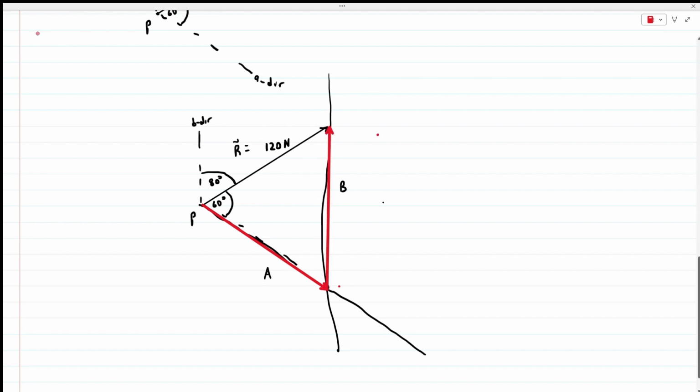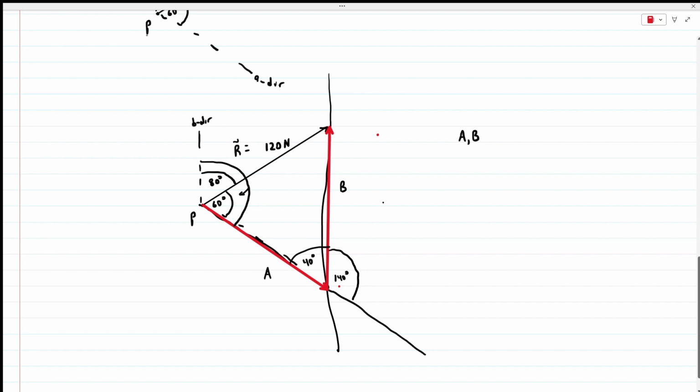Now let's solve the problem. We have to think about what are our knowns and what are our unknowns. Our unknowns are A and B. And what are the other things that we know? Well, we know this angle here. And by geometry, we can see the other angle is the angle here. The angle between B and the A direction is shown right here. It's 80 plus 60, which is 140 degrees. And by supplementary angles, we know that this is 40 degrees.